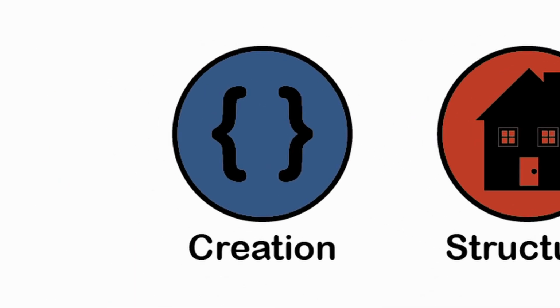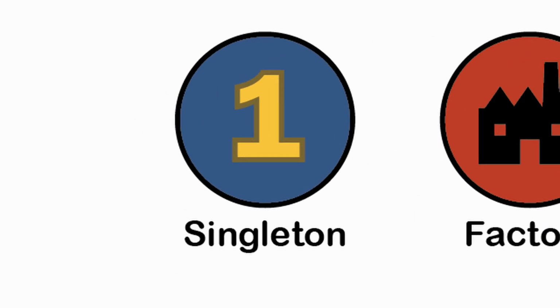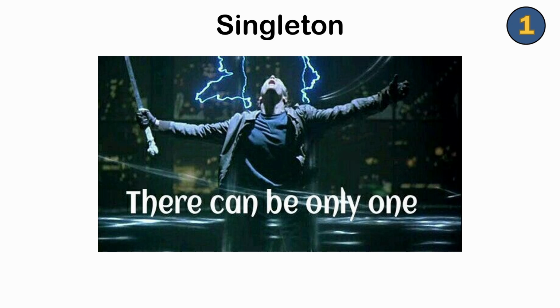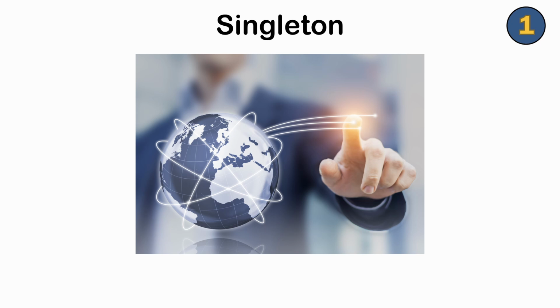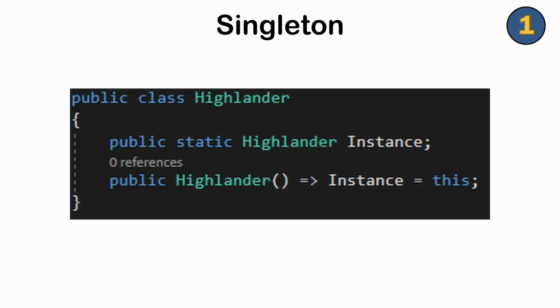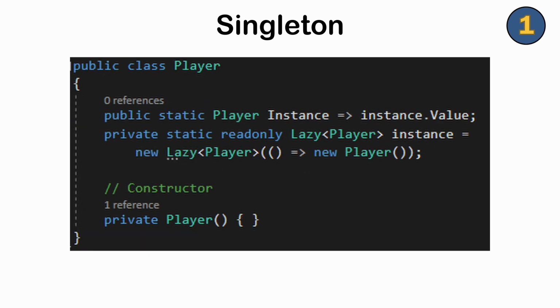Creational patterns. These patterns help with dynamically creating objects at runtime. The Singleton pattern. Used when you only want one of something. Singletons ensure there's only one instance of a class at any given time, and that it can be accessed from anywhere. It starts by defining a static instance and a way to assign it, often in a constructor, an initializer method, or via lazy initialization.